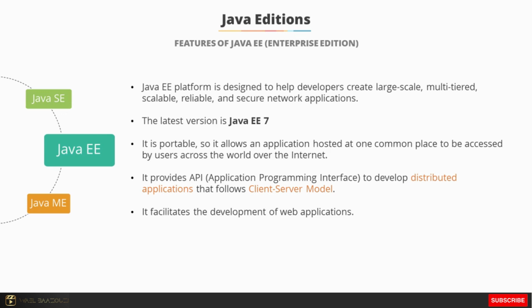The next is the Java Enterprise Edition. The Enterprise Edition platform is designed to help developers create large-scale, multi-tiered, scalable, reliable, and secure network applications. The latest version is Java Enterprise Edition version 7. It is portable, so it allows an application hosted at one common place to be accessed by users across the world over the internet. It provides application programming interfaces to develop distributed applications that allow the client-server model. It also facilitates the development of web applications.